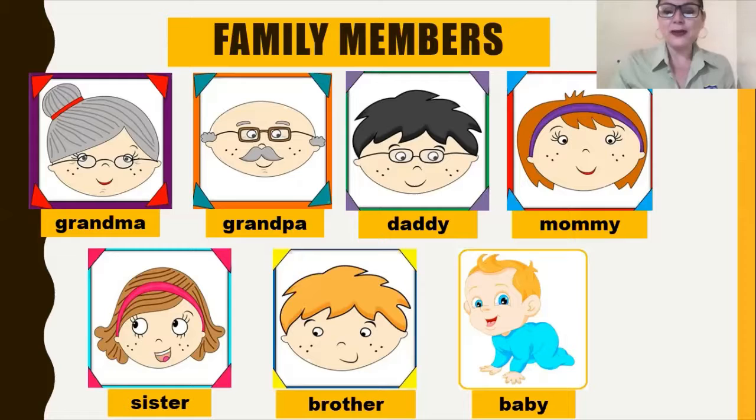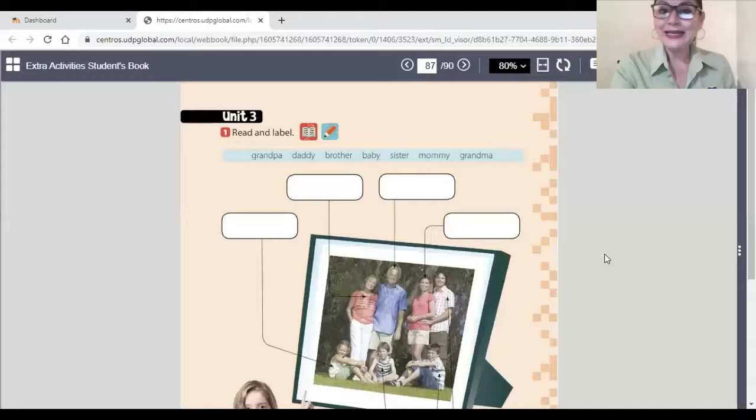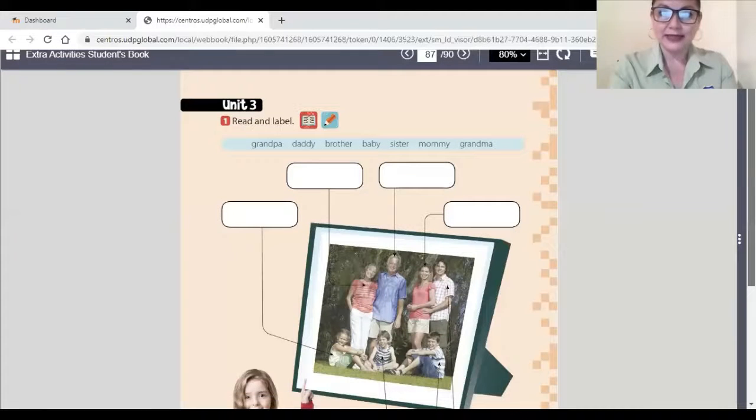Okay? So now, with this information, we're going to make the extra activities of unit number 3. So please open your Smarty book. Let me show you the Smarty book, okay? Please open your Smarty book on page number 87. Okay, open your Smarty book on page number 87. Look at the pictures on page number 87.